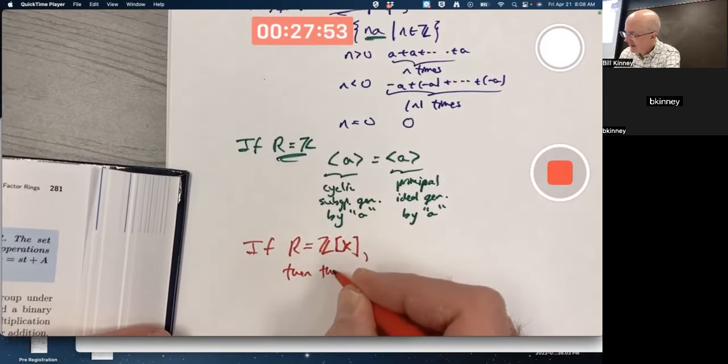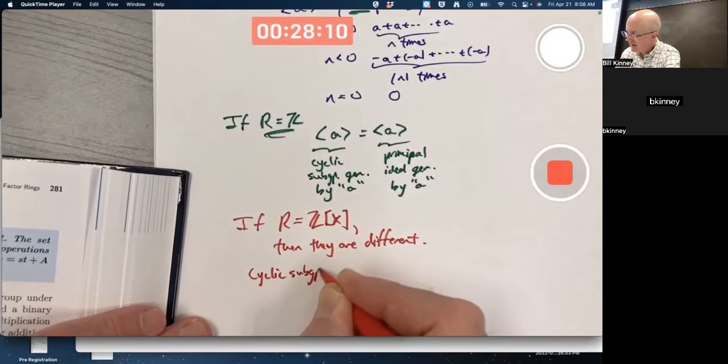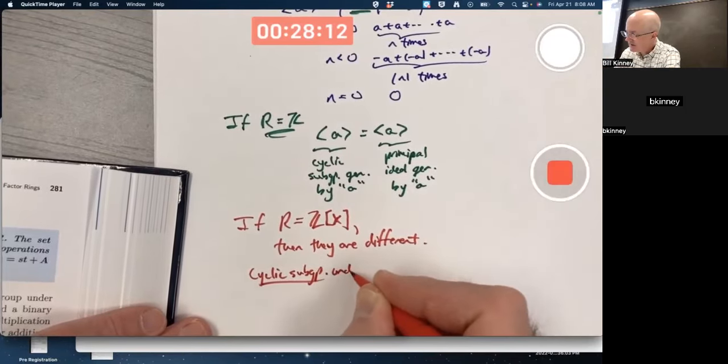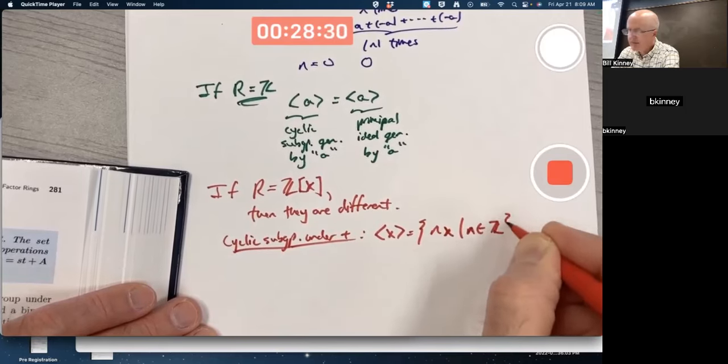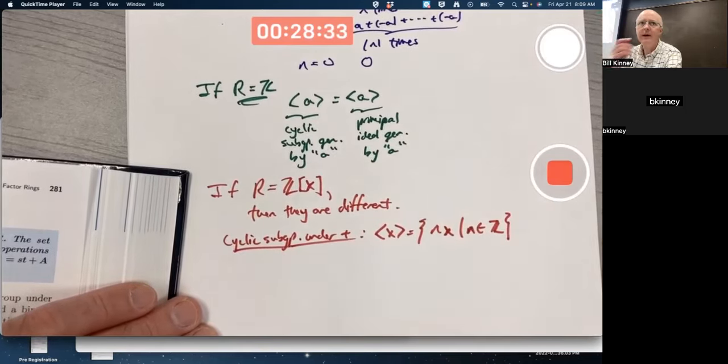For example, as a cyclic subgroup under addition, if I use this notation in the way that I did back in group theory, it would mean all multiples nx where n is an integer. So x would be in there, 2x would be in there, 3x would be in there, etc. Negative x, negative 2x, negative 3x, etc., and 0, and nothing else.